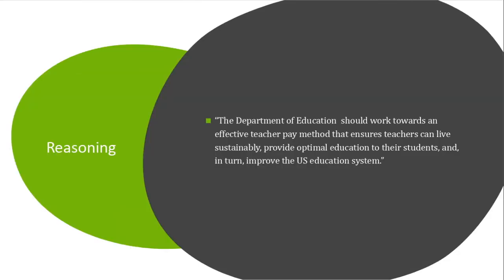And then take a look at the second part of the thesis statement, which is your reasoning. So here, the reasoning is the part of the statement that says that it ensures teachers can live sustainably, provide optimal education to their students, and in turn improve the US education system. So you can see that really answers the question of why does this matter? Because most people are going to think that it's probably a good idea for teachers to live sustainably and provide good education and for the US education system to be improved.